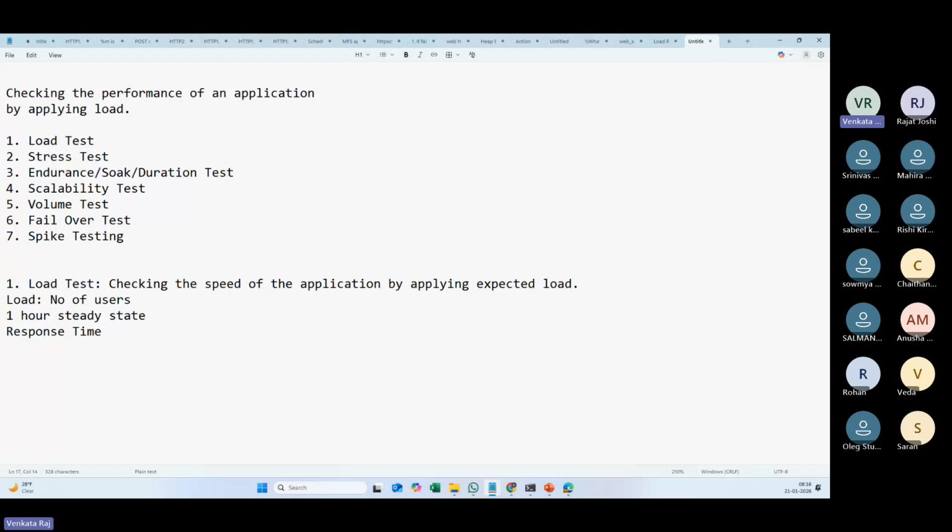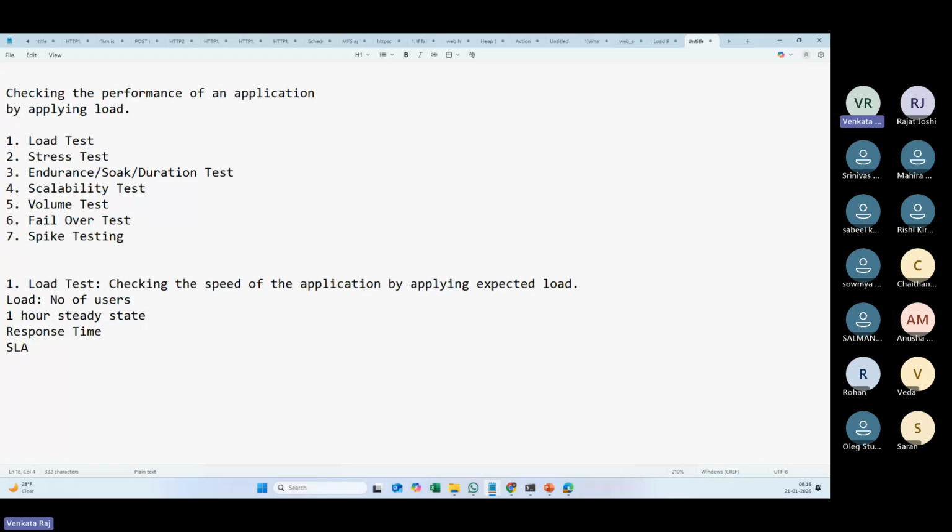This is a very common and very important term, especially while conveying your observations to the client. So you will say, I have executed a load test for the application today. Response times are good, and within the SLA. What do you mean by SLA? SLA is nothing but service level agreement.